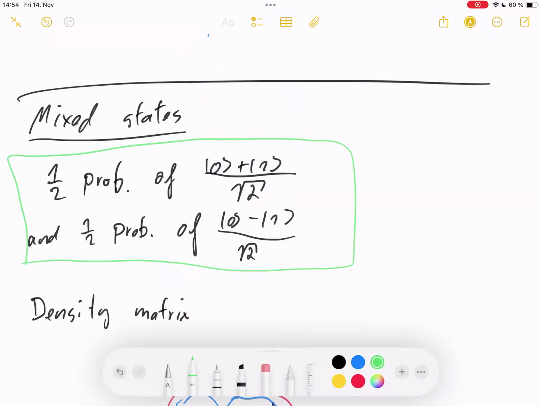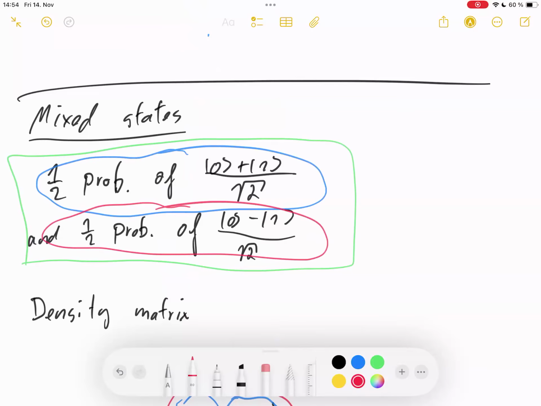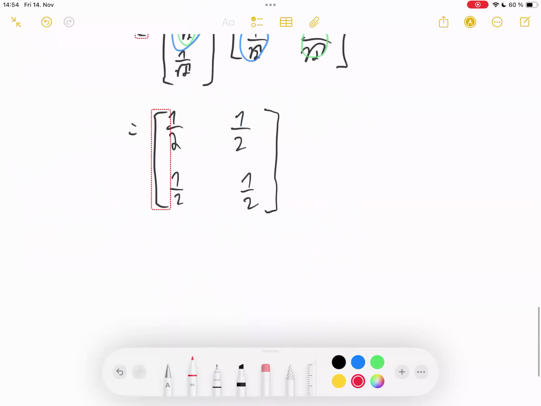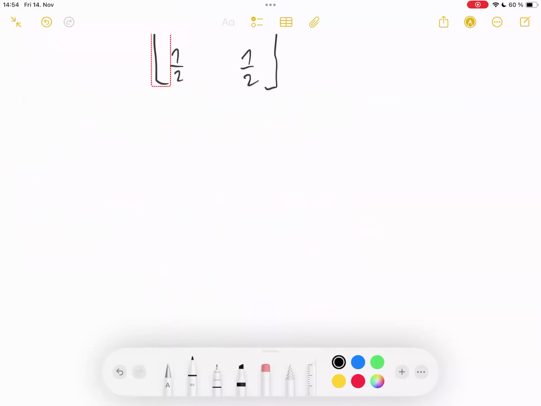For this first part, the one I put in blue, we have just calculated the outer product. And now for the next one in red, we also need this outer product. And it turns out if you calculate this for 0 cat minus 1 cat divided by the square root of 2, you would also get an outer product, which is a half, minus a half, minus a half and a half. Feel free to try this out at home.